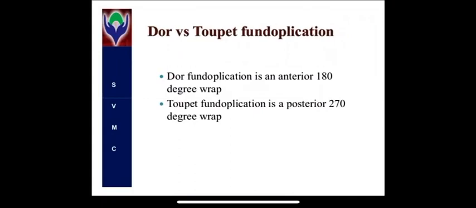Okay, now that you decided to perform a fundoplication, what type of fundoplication should be performed? Should a Dor fundoplication be performed or a Toupet fundoplication? What is Dor fundoplication? Dor fundoplication is an anterior 180-degree wrap. What is Toupet fundoplication? Toupet fundoplication is a posterior 270-degree wrap.